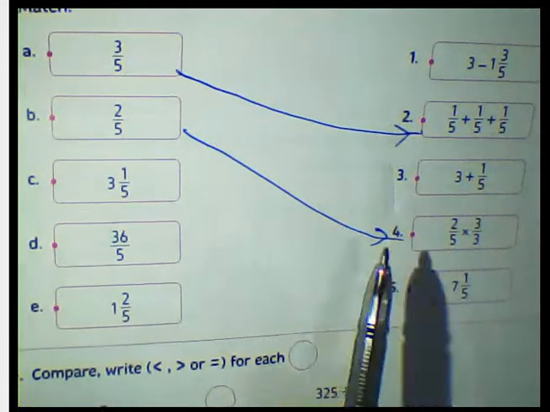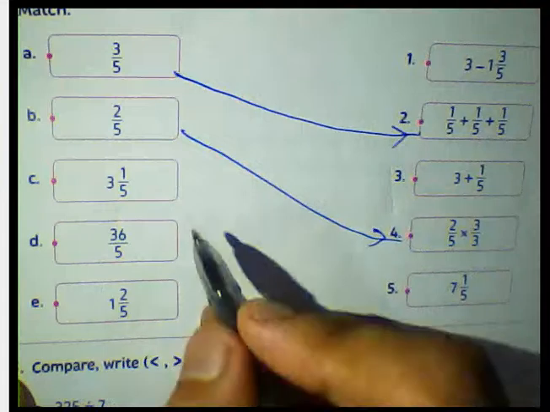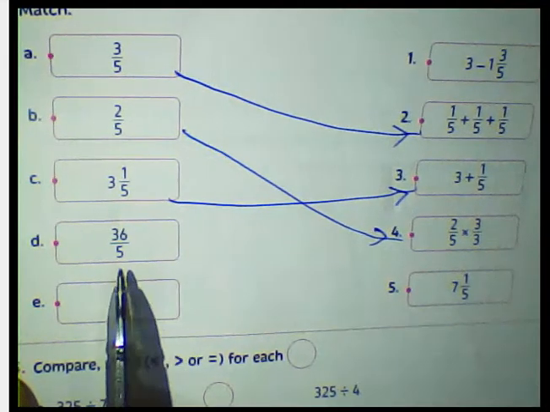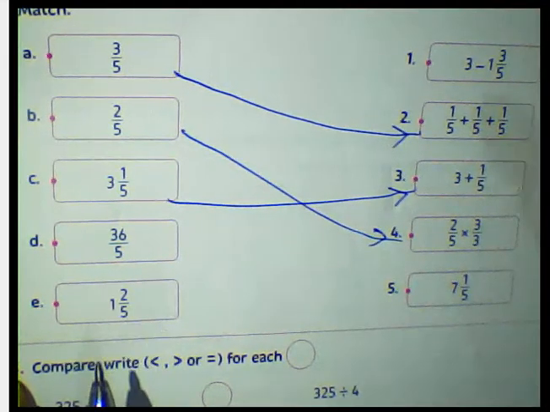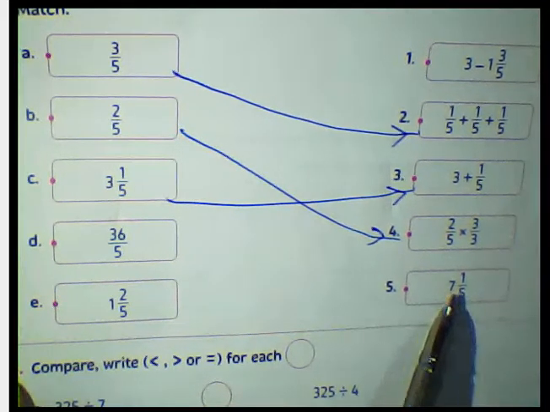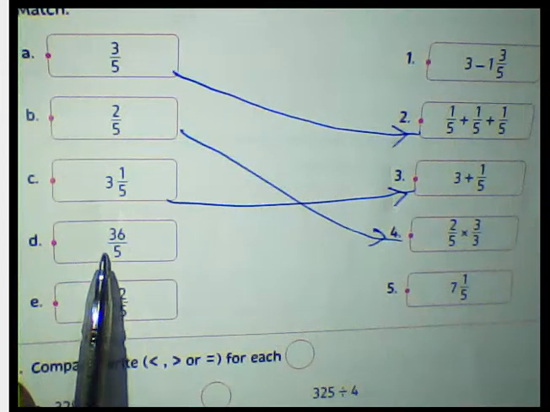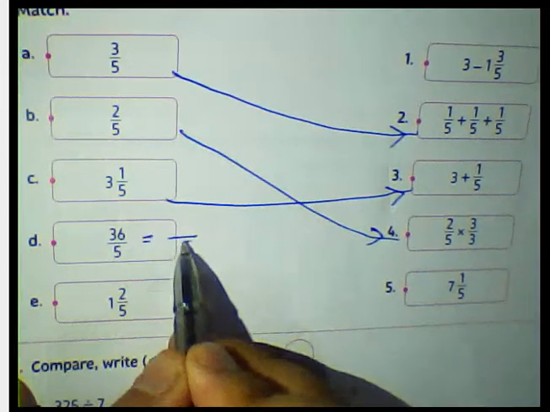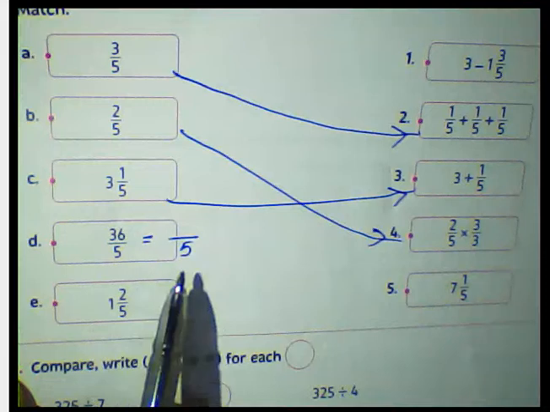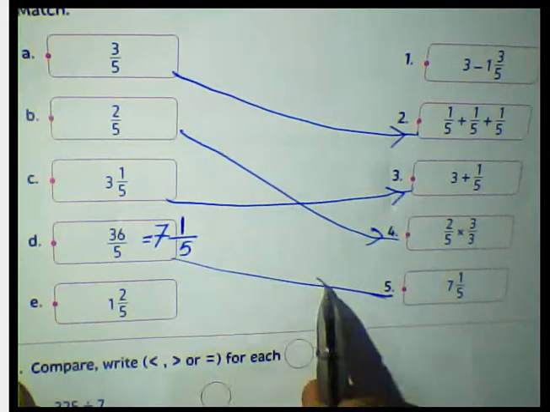With number 4, 3 and 1 over 5, excellent. 36 divided by 5. Look here, 7 plus 5, it's an improper fraction. We must convert it from an improper fraction to a mixed number. I will solve it here behind it, okay? 36 divided by 5 equals what? 5 times 7 equals 35, and the remainder is 1. So we must choose letter 5.